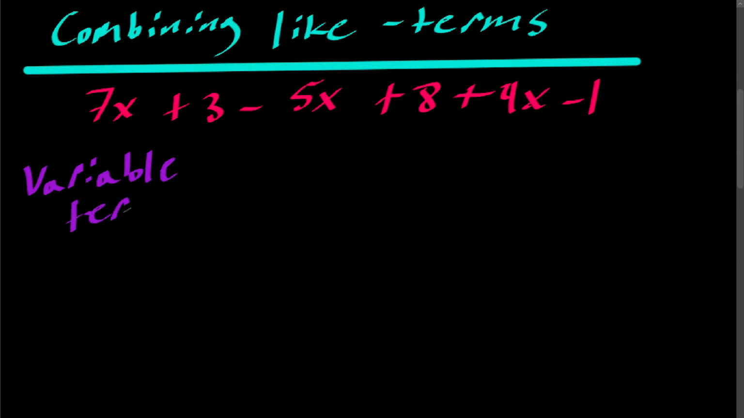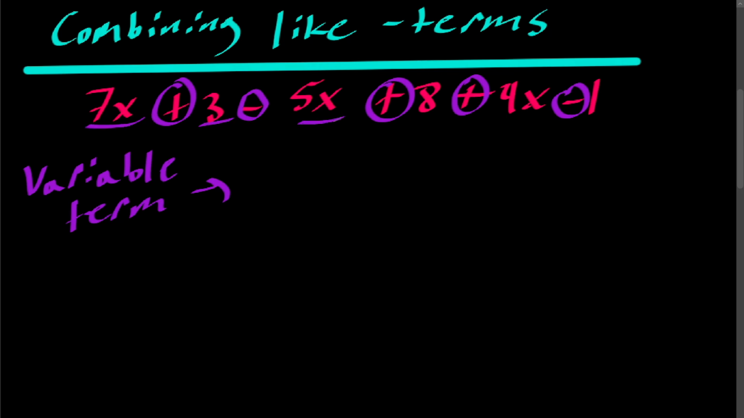Now, when we say term, here's how you tell where a term starts and ends. A term is essentially separated by a plus or a minus sign. If we look at all these plus and minus signs, it tells you where all the terms are. 7x is a term, 3 is a term, 5x, 8, 4x, 1. All those are terms.